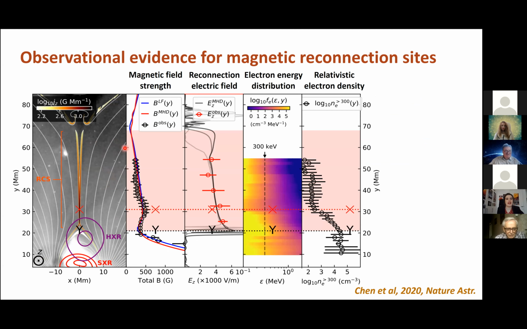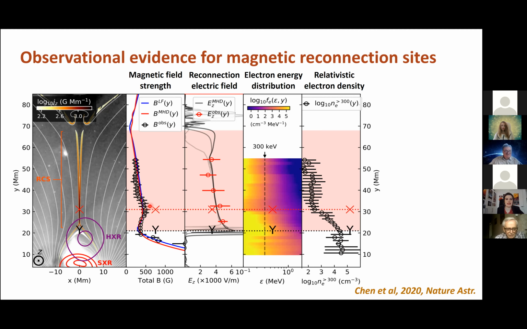And so that's what the authors have been doing. And you have here different profiles along the current sheet. We have a profile of magnetic field with height. We have also a calculation of what the electric field is. Here you have the distribution of electron energy with height, and again in here the density of relativistic electrons.